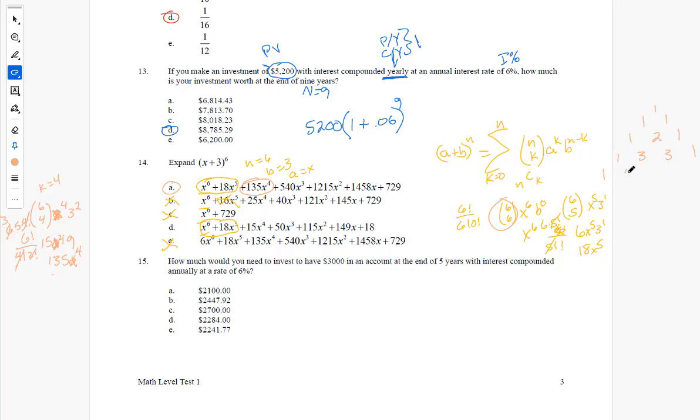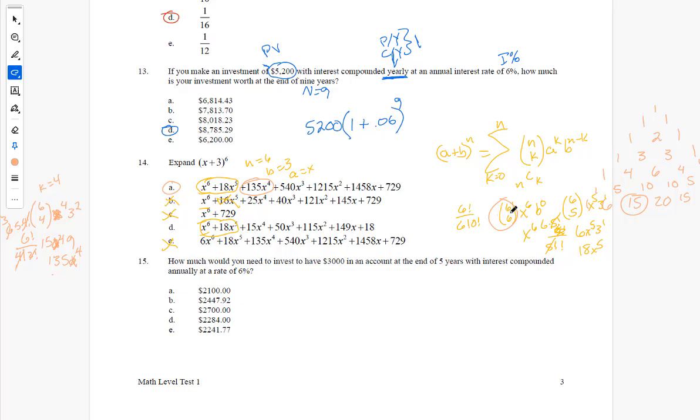And then a 1 and a 4. 3 plus 3 is 6. 3 plus 1 is 4. And a 1. And so do it again. 1, 5, 10, 10, 5, 1. And then do the next one. 1, 6, 15, 20, 15, 6, 1. Now I want you to notice this 15.